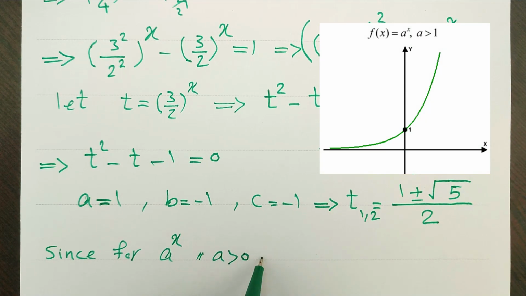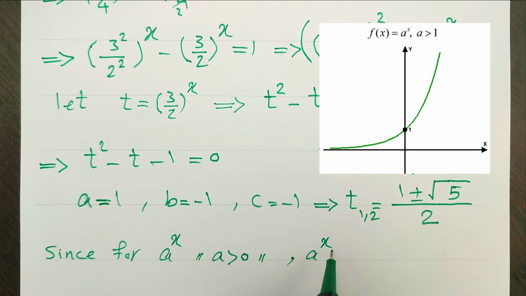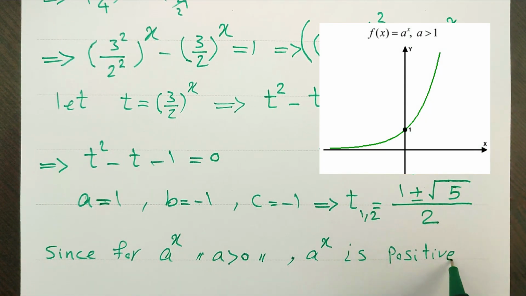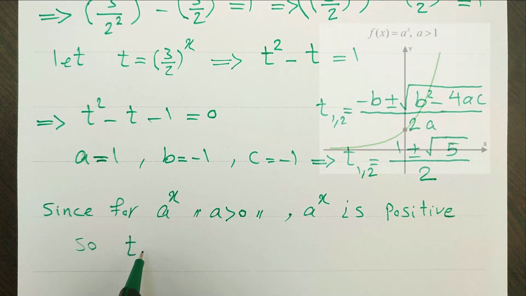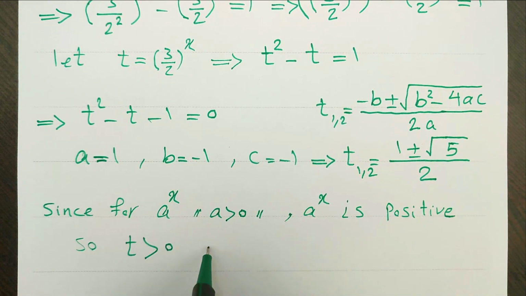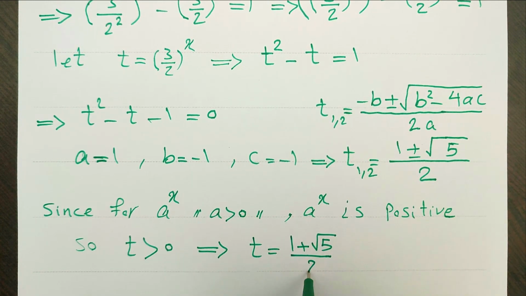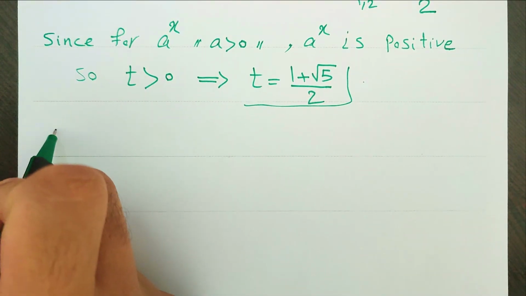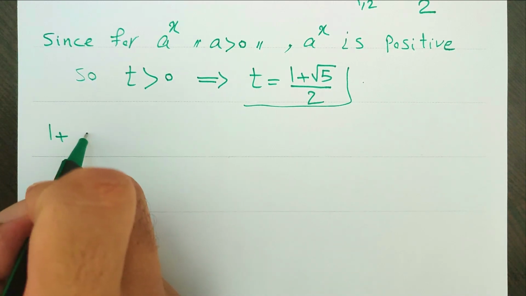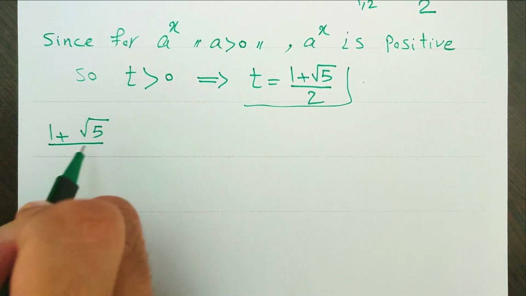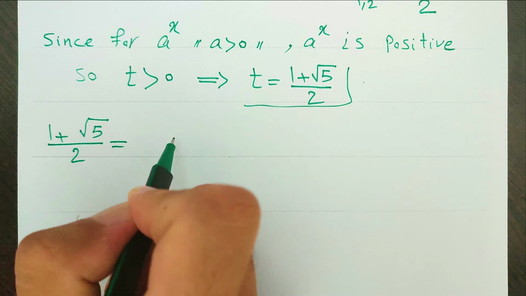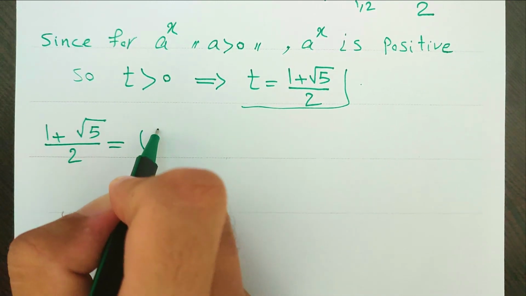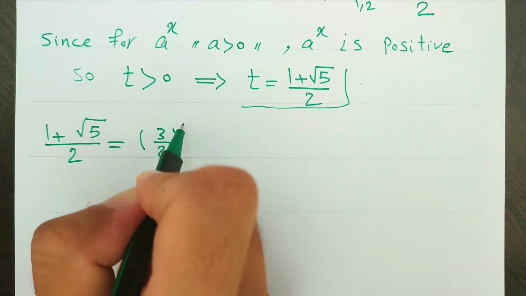Since a to the power of x must be positive for any real value of x, we choose the positive root, so t should be positive. So t equals 1 plus the square root of 5 over 2. Now let's recall t. 1 plus the square root of 5 over 2 equals 3 over 2 to the power of x.